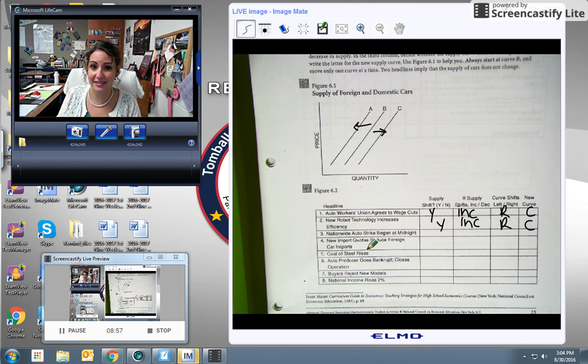Nationwide auto strike begins at midnight. A strike is people not working. So yes, this is going to shift supply, but it's going to decrease supply, shifting left to curve A. If no one's working, there's going to be less supply of things being made.